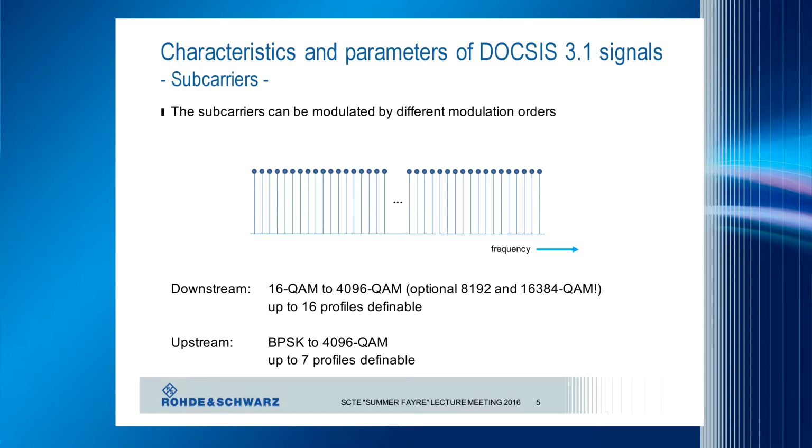And modulations can be done in different ways. It's not necessary, of course, to modulate each of the carriers in the same way. So you can select a group which is modulated maybe with 256 QAM, and another group can have the nice 4K modulation order.